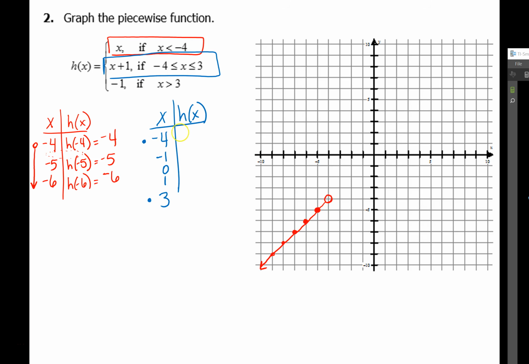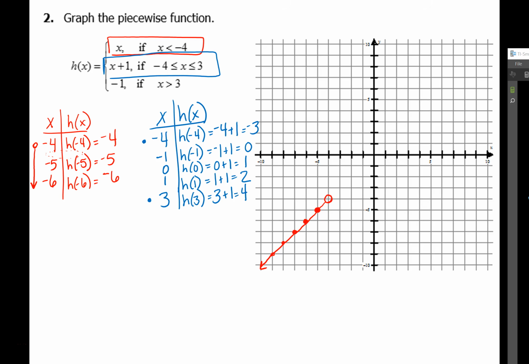So for -4, plugging that in, h of -4, that gives me -4 plus 1, which is -3. When I plug in h of -1, that gives me -1 plus 1, which is 0. h of 0 is 0 plus 1, which is 1. h of 1 is 1 plus 1, which is 2. And h of 3 is 3 plus 1, which is 4.